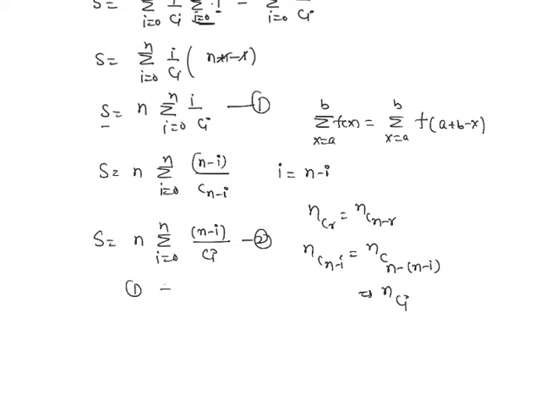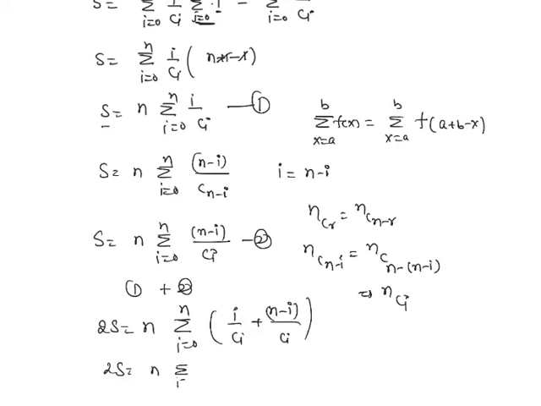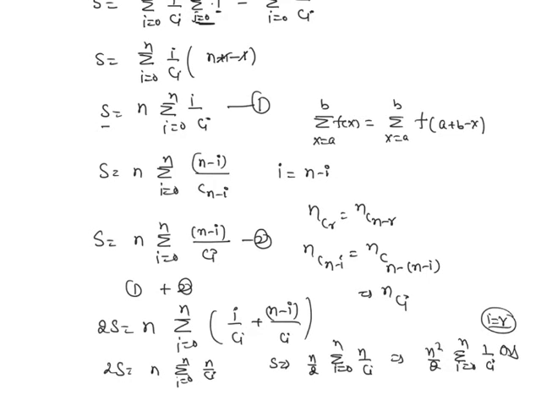So if I take 1 plus 2, then what we get? 2S equals n outside, sigma i = 0 to n, i/nCi plus (n - i)/nCi. So from here we can write 2S equals n into sigma i = 0 to n of n/nCi. So S equals n/2 into sigma i = 0 to n of n/nCi. So this equals n²/2 sigma i = 0 to n of 1/nCi. Instead of i, we can write r. So this will be the proof.